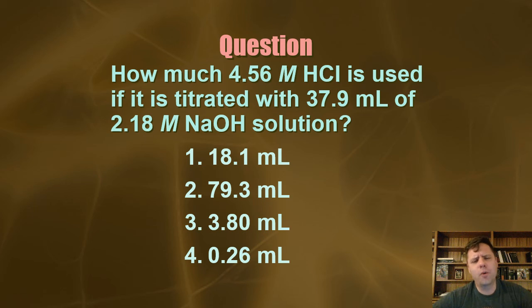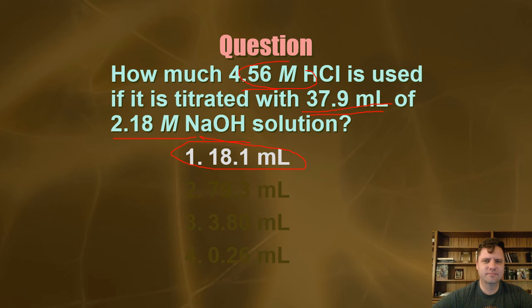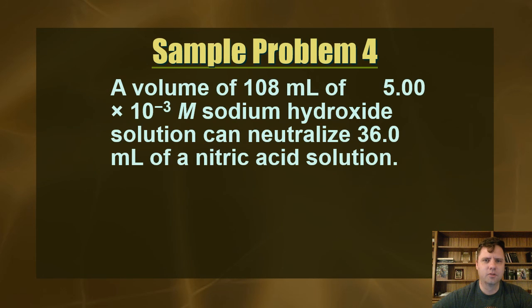How much 4.56 molar HCl is used if it's titrated with 37.9 of a 2.18 molar solution? In this case, we know the molarity of both, and we're asking how many milliliters we're going to need of this one in order to balance this out. Notice that the molarity of the other one is about double the molarity of this. So it's probably going to be around half the amount of volume that we need to balance this. I could just hazard a guess right off the bat that it's probably this one. But let's do the math again. Or maybe I already solved it. You can do the math on the previous slide.